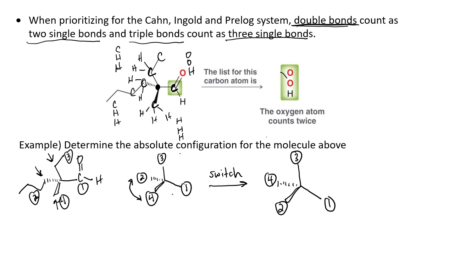So we're going to count around. 1, 2, 3, back to 1. My switched version was clockwise, which means it's R. And if the switch is R, then the original must be an S configuration.